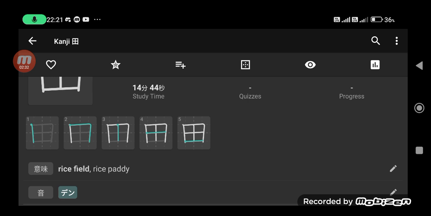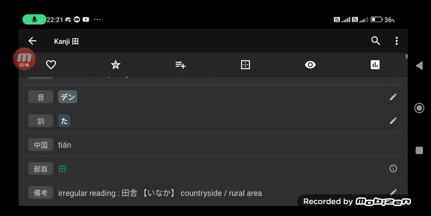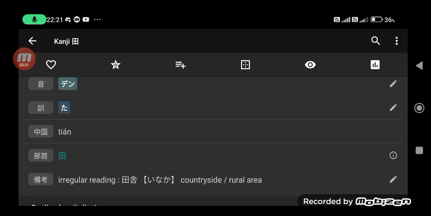Okay, so actually this kanji is rice paddy. In Chinese they say it as tian, but in Japanese the onyomi is den, the kunyomi is ta. Very easy. We don't have any okurigana here. Just simply onyomi, den, kunyomi, ta. And the meaning of our subject kanji here is rice field or rice paddy. And this kanji, our subject kanji today, is also a radical.